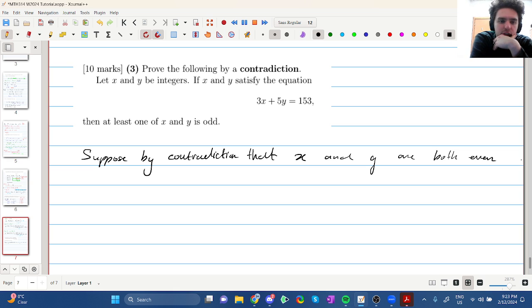So let x and y be integers. If x and y satisfy this equation, then at least one of x and y is odd. Suppose for contradiction that x and y are both even. Then what we're going to show is that there's no way that they can solve that equation there.